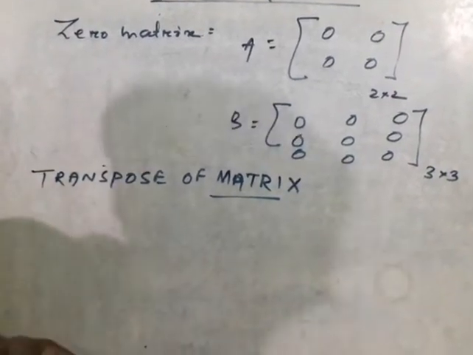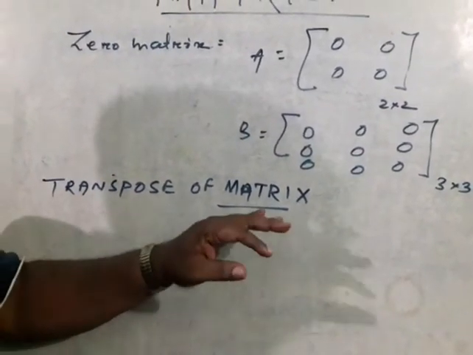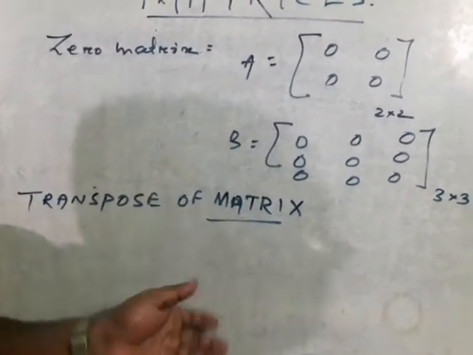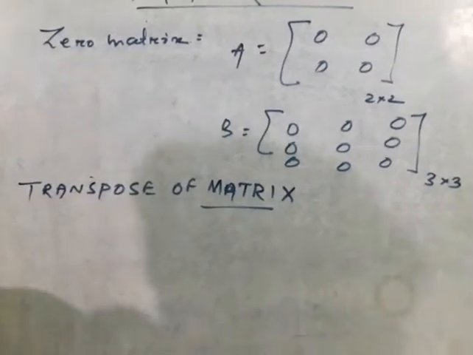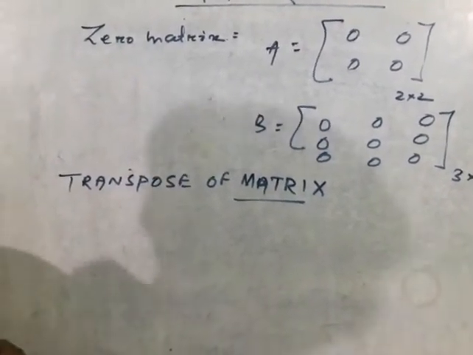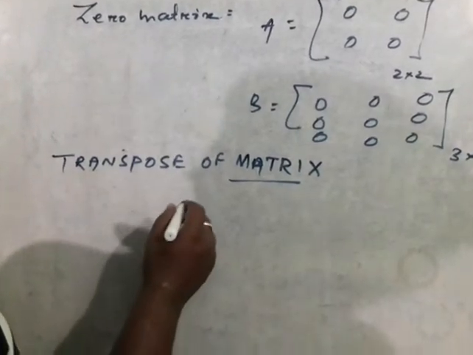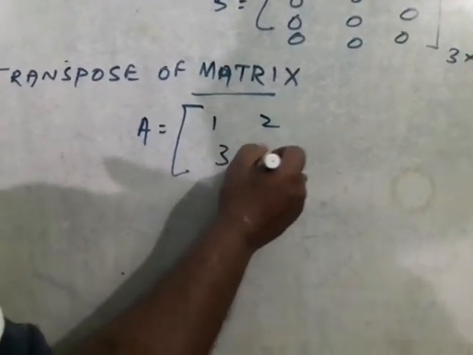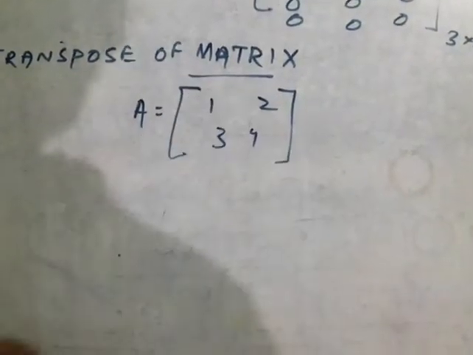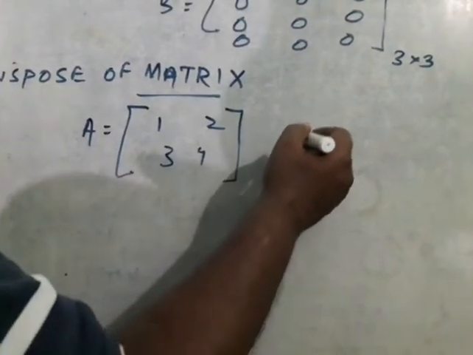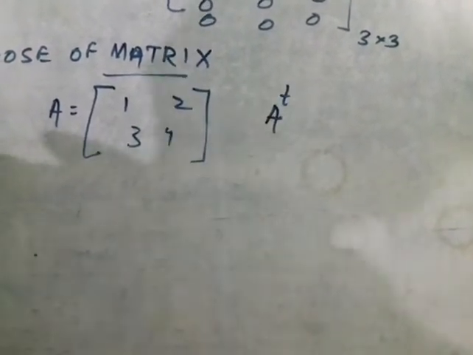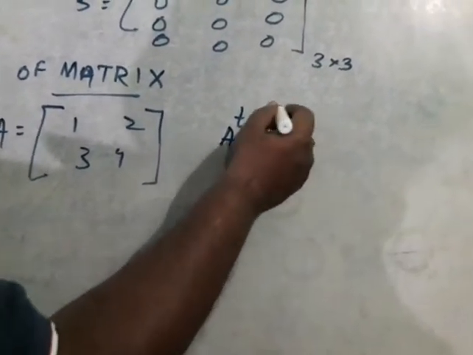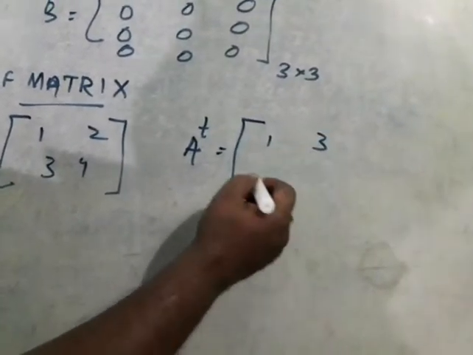Transpose of a matrix is that property of the matrix in which the rows of a particular matrix are changed to columns, and columns become the rows. Let us consider that A is a matrix whose entries are 1, 2, 3, 4, where the rows are 1, 2 and 3, 4. So the transpose of matrix A, symbolized as A^T, will be 1, 3 and 2, 4.